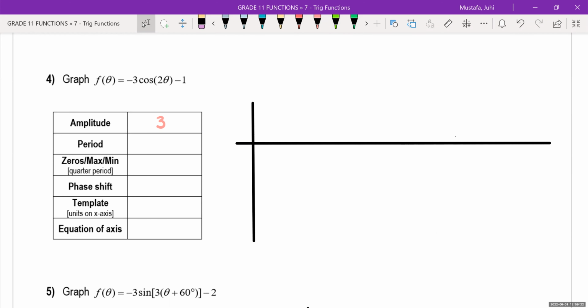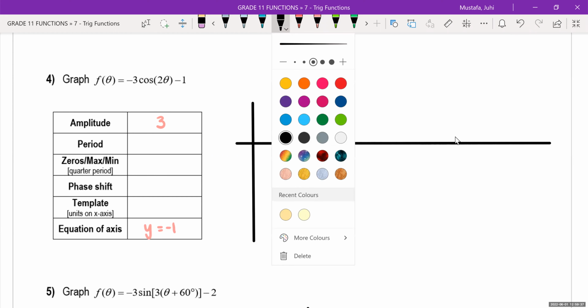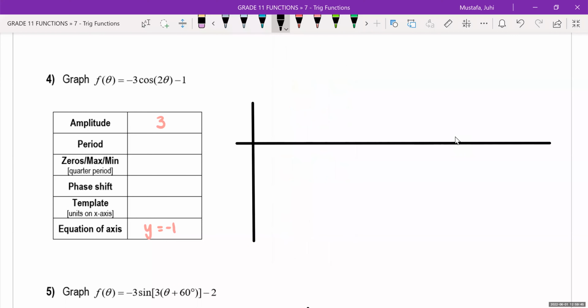What is the equation of axis in this question? Y is equal to negative 1. And so now I can go ahead and write in the numbers for my y-axis, because it means my graph starts at negative 1, it goes up 3, and then it goes down 3. So the highest I'll go is the number 2, and the lowest I'll go is the number negative 4.